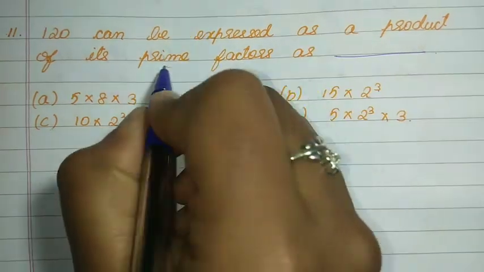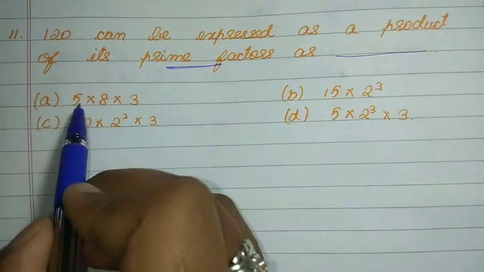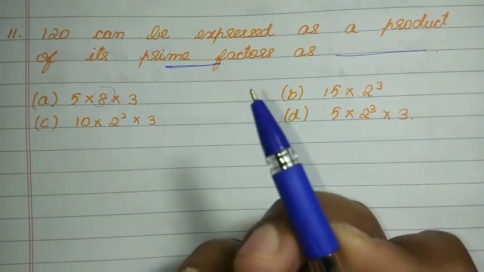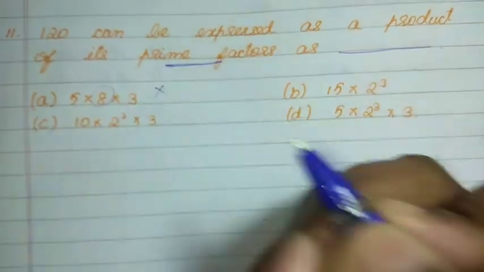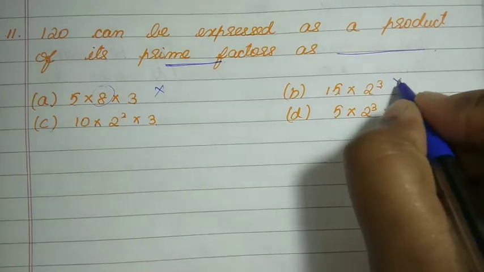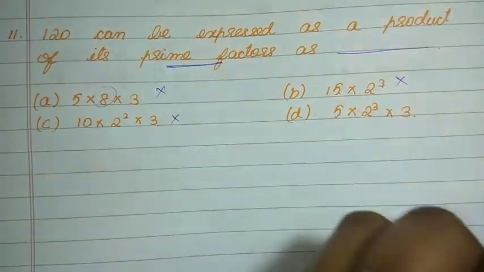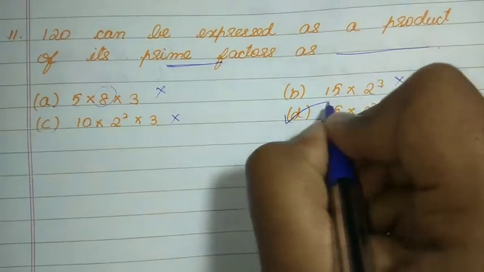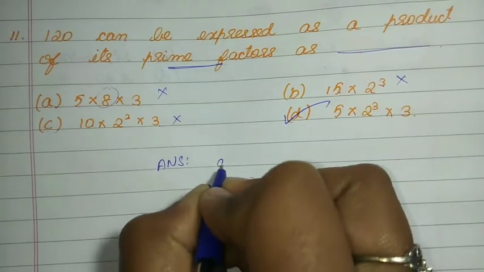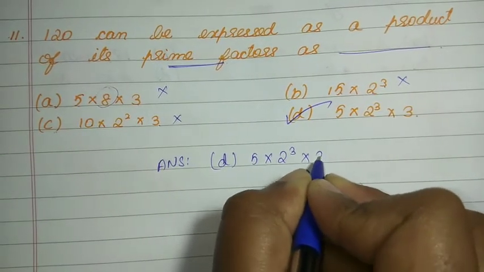So prime factors, only prime numbers should be taken. If we check option A, 8 is not a prime number, a composite number is there, so the option is wrong. Here 15, which is a composite number, this also is incorrect. So here again composite, so this also is wrong. Therefore option D is only right. So my answer is option D, 5 into 2 cube into 3.